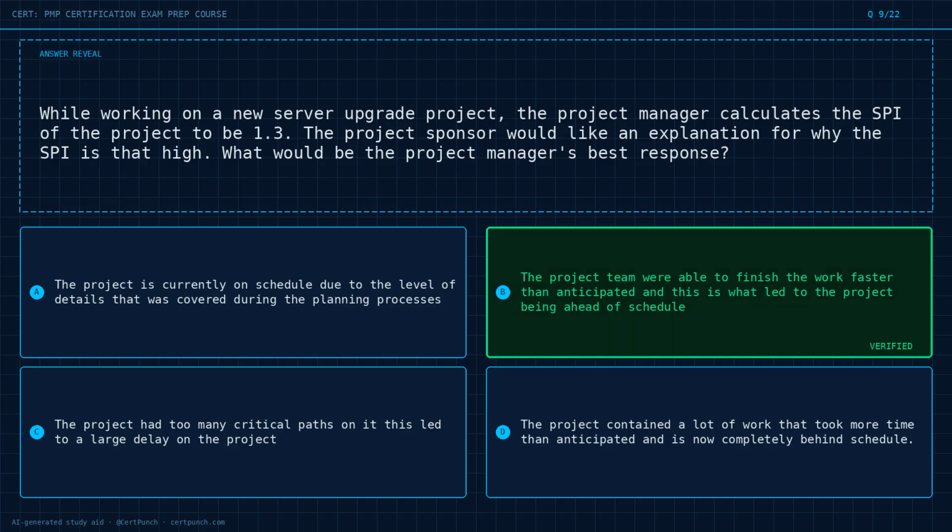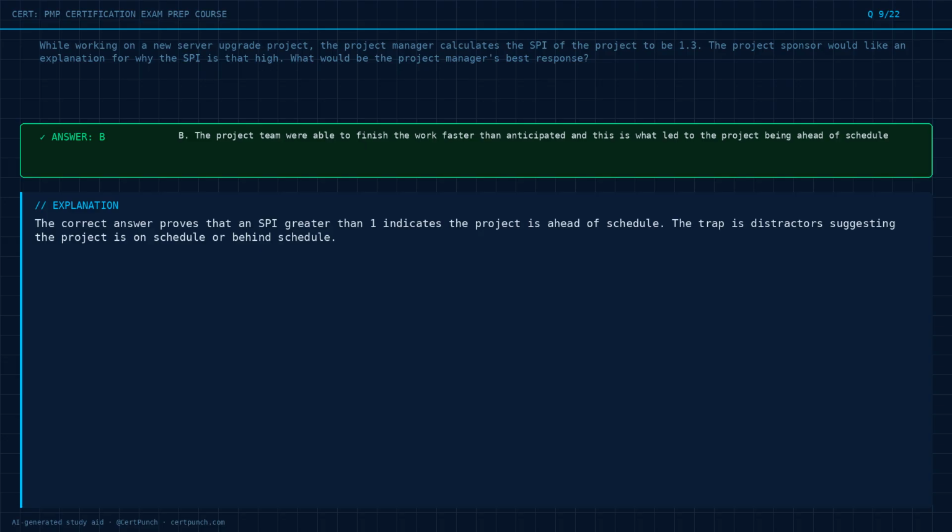The answer is option B. Key cue. The correct answer proves that an SPI greater than 1 indicates the project is ahead of schedule. The trap is distractors suggesting the project is on schedule or behind schedule.